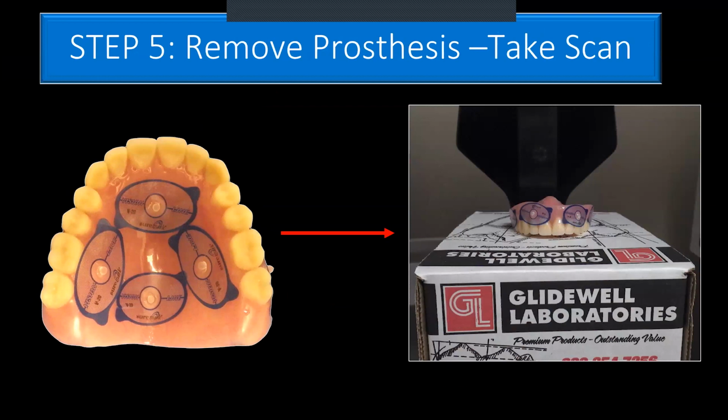We're going to grab our Glidewell box and place the prosthesis on top of the Glidewell box. You can also use the foam inserts inside the Glidewell box. They work very well. But we're now going to take a CBCT scan of the patient's denture. This is going to be of the patient's denture with the radiopaque beads or stickers on the prosthesis. If the patient is edentulous on the top and bottom, we will end up taking 2 individual scans. One of the upper denture, one of the lower denture, but it will be with these radiopaque beads.